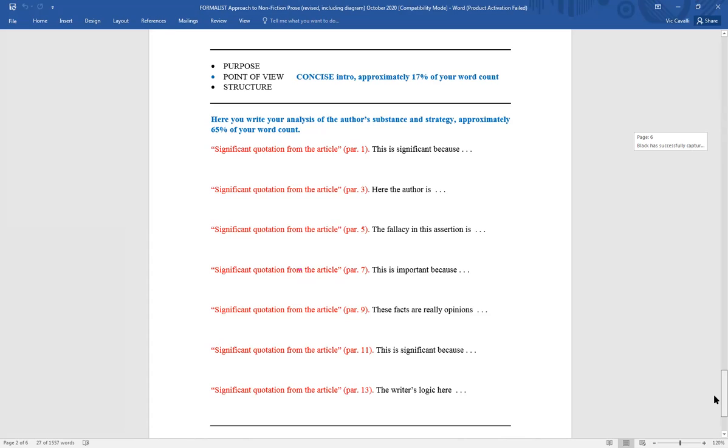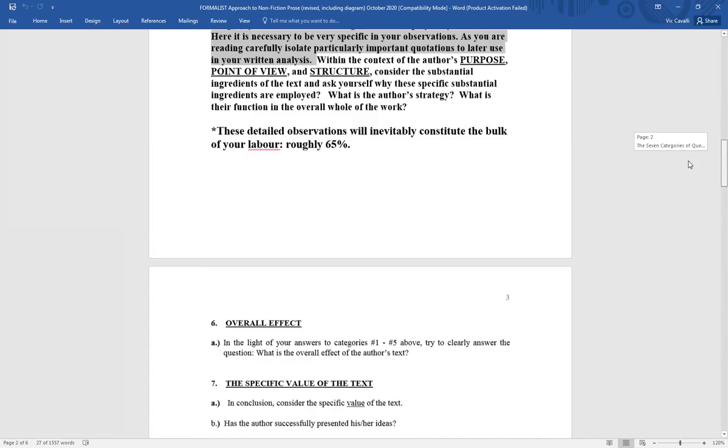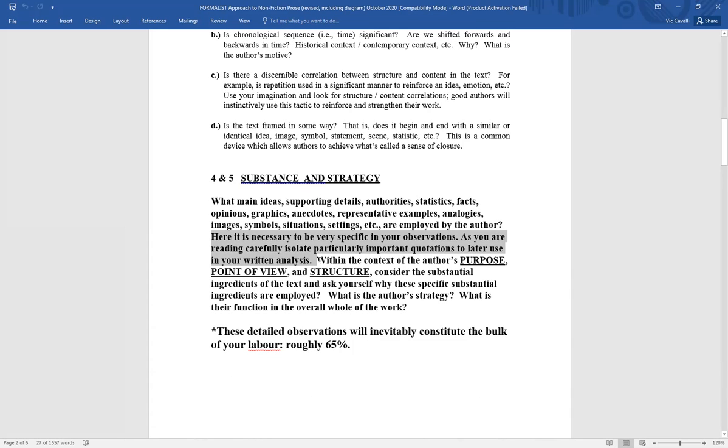Now, within the context of the author's purpose, point of view, and structure, consider the substantial ingredients of the text and ask yourself why these specific substantial ingredients are employed. What is the author's strategy? What is their function in the overall whole of the work? Okay, it's really important that you don't simply say, Hillary Rosen claims that we have created a special group to help young people. And she's also stated that we've also created this. Those are just factual observations.